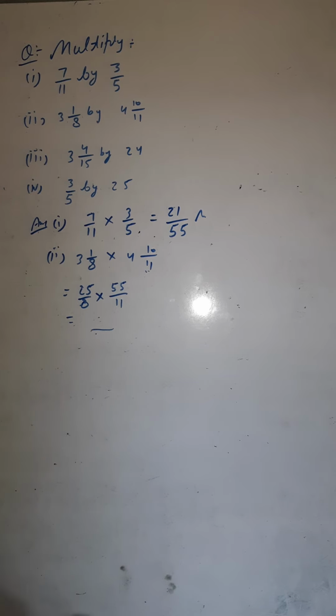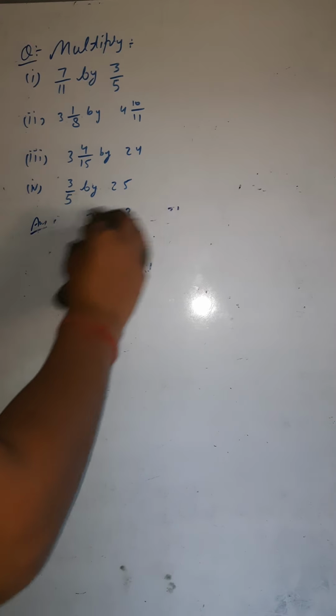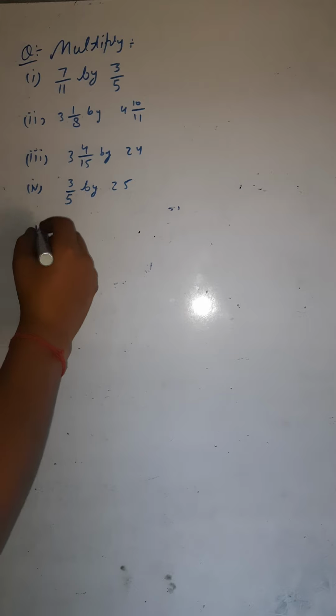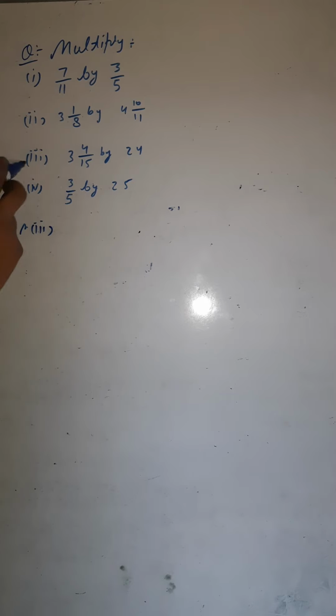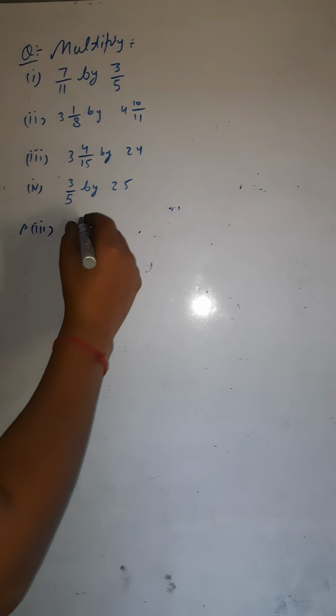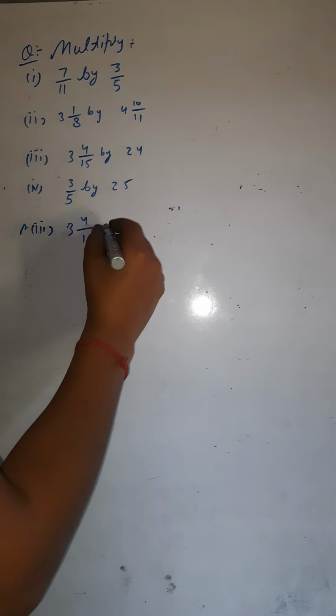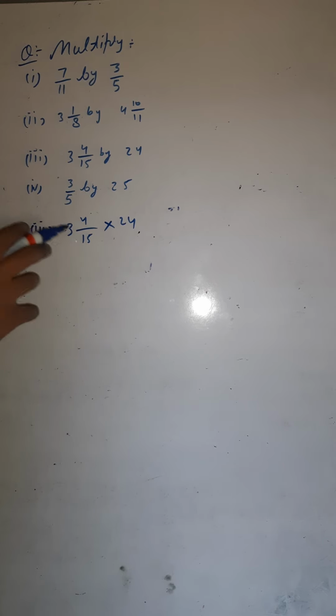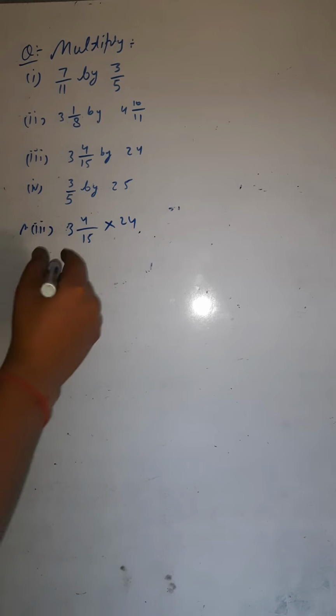Similarly you have to do the third question also. Just let me erase this. Now you have to do the third question. The third question is what? Answer number 3, that is 3 whole 4 by 15 multiply 24. Just multiply this. 15 times 3 is how much? 45. 15 times 3 is 45, 45 plus 4 is 49.